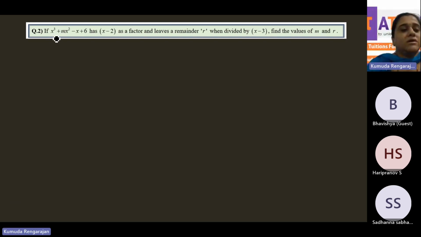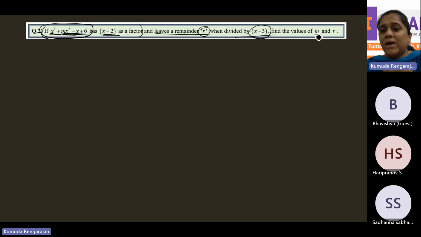So here, if this polynomial has x minus 2 as a factor, this is the dividend polynomial, that means when you divide this polynomial by x minus 2, the remainder is 0 because it's a factor. So the remainder is 0. That is one piece of information. The other information is that it leaves a remainder r when divided by x minus 3. The same polynomial, when divided by x minus 3, the remainder is r. Given this information, find the values of m and r.